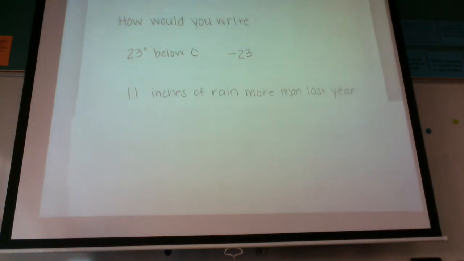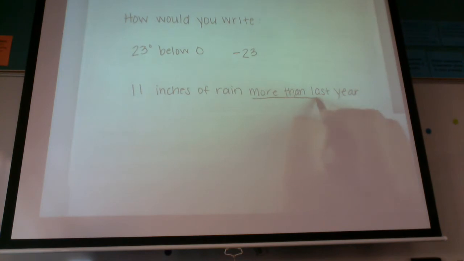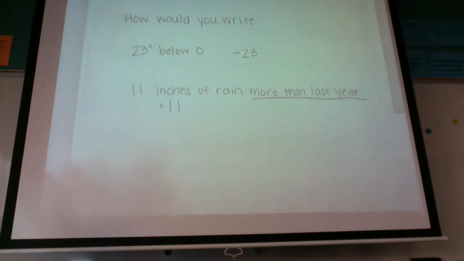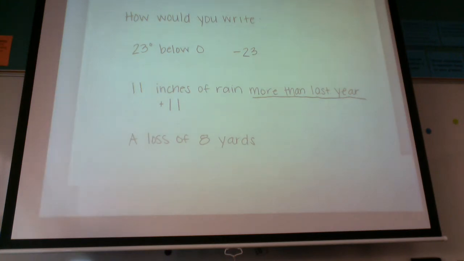How would we write 11 inches of rain more than last year? That more than last year is going to tell us that it's going to be up from last year, so it's going to be a positive, so we're going to write a positive 11. A loss of 8 yards, if we're thinking about football, if we're losing yards, we're going to be going back. That's going to be -8.